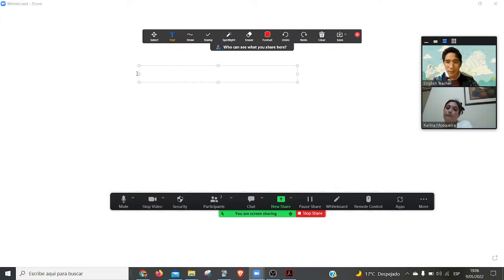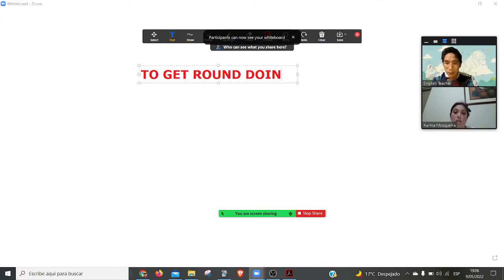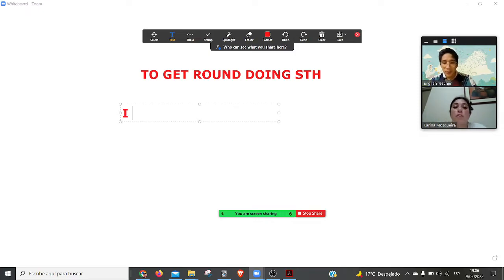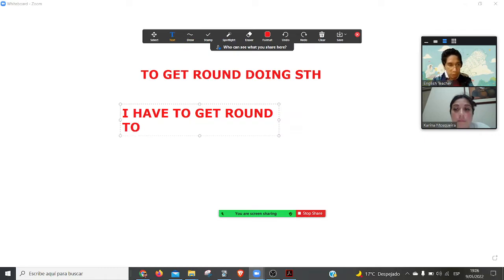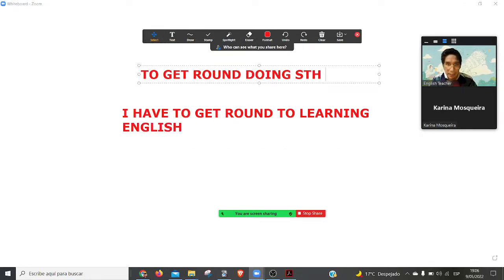For example, to get around to doing something. I want to do it, but I don't have time. I need to make time, right? So how you make time is to get round to. You have to get round to, for example, learning English. You have to get round to, and then the action with ing.